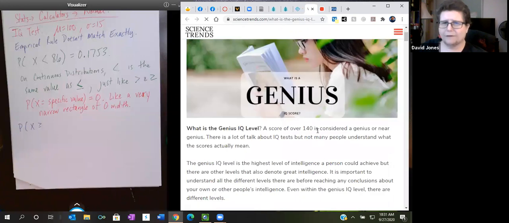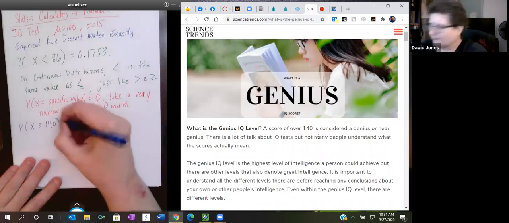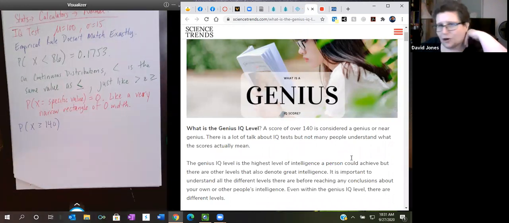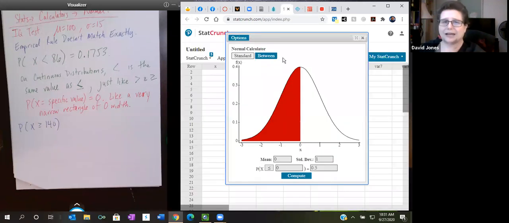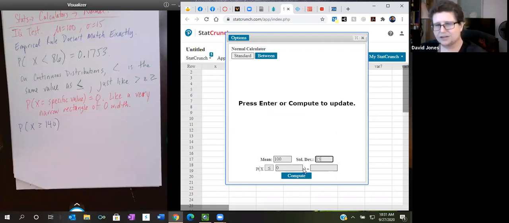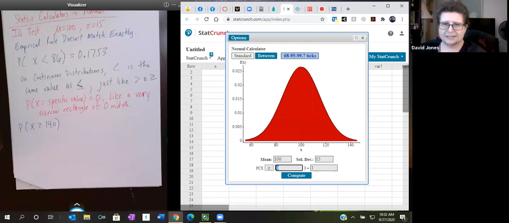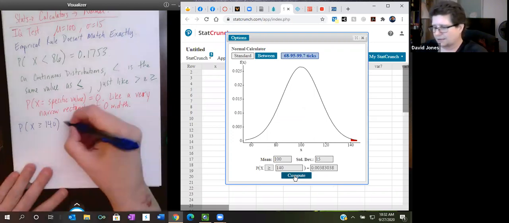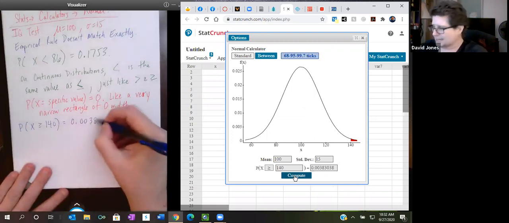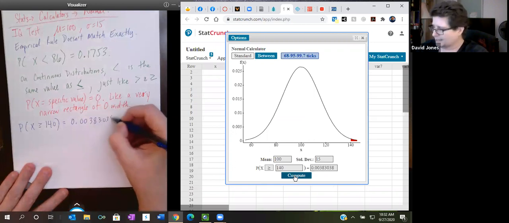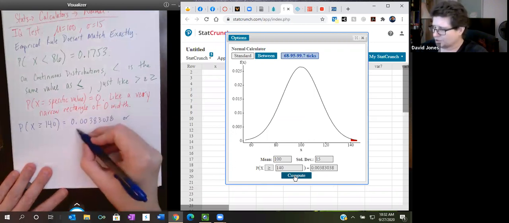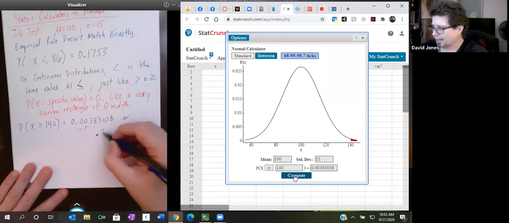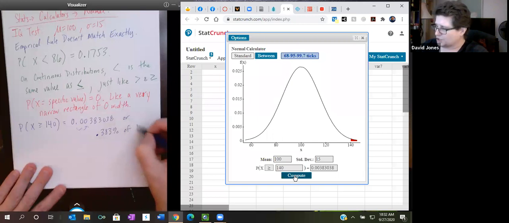A score of over 140 is considered a genius or near genius. So let's look at what's the probability of a person being a genius. I imagine this article tells us, but let's go back and look at it ourselves. We need to change the mean to be 100, the standard deviation to be 15. We're going to say x is greater than or equal to 140, and we click compute. 0.00383038, or in terms of percentages, we move it right twice. 0.383% of the population is a genius.